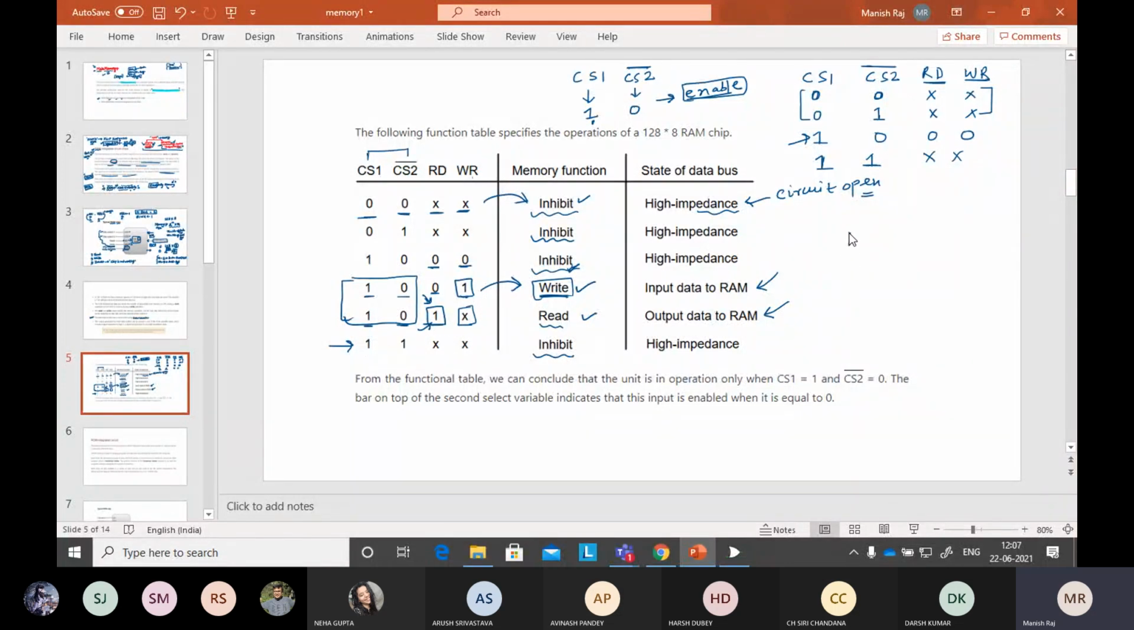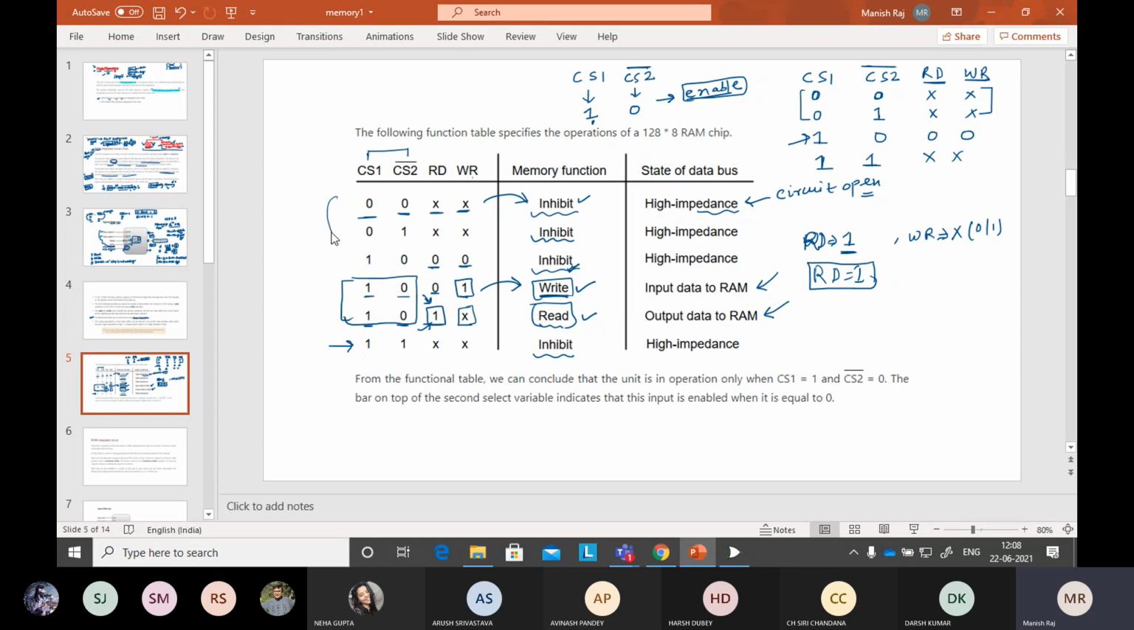If you are enabling the read, after that you can only read, you can't write anything. So whatever you are taking here, you can take either 0 or 1. This is a don't care, meaning if you take either 1 or 0, there is no condition. If you select read as 1, you only read the things. So read will be operated here only in this condition.